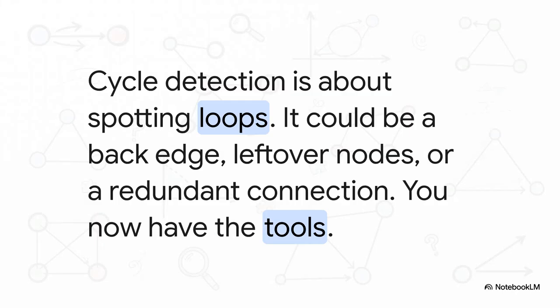So if you remember one thing today, let it be this. Cycle detection is all about different ways of spotting a loop. DFS looks for that back edge to a path you're still on. Kahn's looks for nodes that get left behind. And union find pinpoints the exact edge that creates a redundancy. It's that simple. And now you've got the whole toolkit.